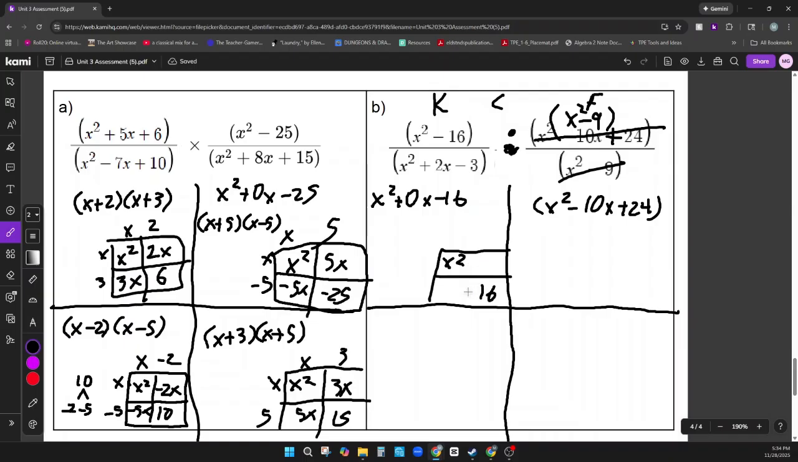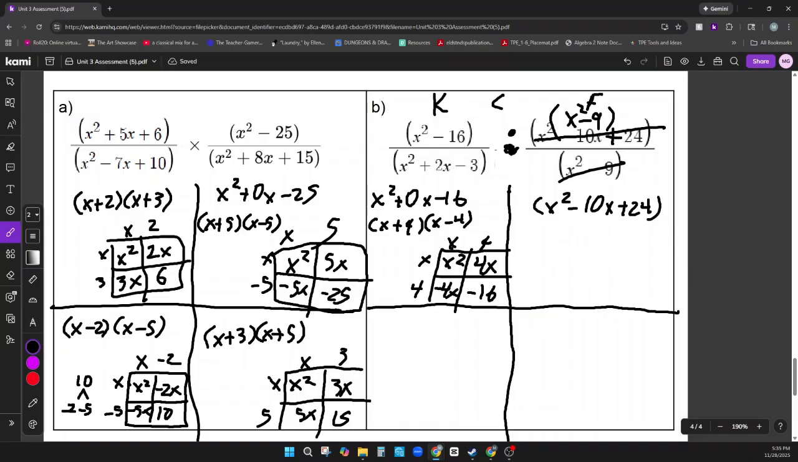I know that negative 16, I can break that into 4 and negative 4. That cancels to be 0, so I have my combination. So this is going to give me x plus 4, x minus 4. And I get that from the outside of my box here.